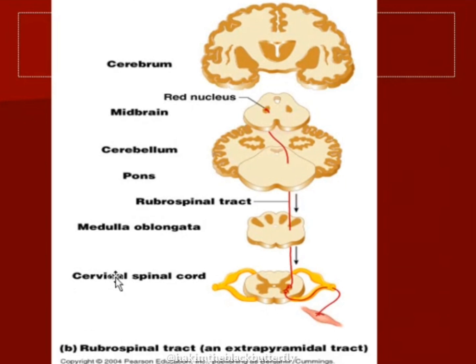You can see the red nucleus in the midbrain. This upper motor neuron crosses to the opposite side and descends as the rubrospinal tract. When it reaches the spinal cord, it synapses with an interneuron. Then the interneuron is going to synapse with the lower motor neuron, which will transmit those impulses to the anterior root to the muscle to inhibit the extensors and excite the flexors.